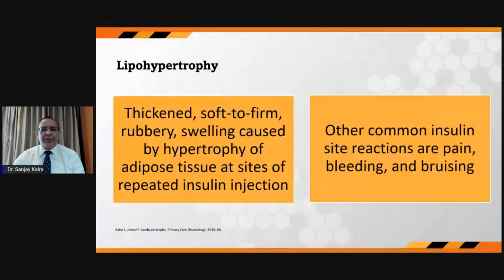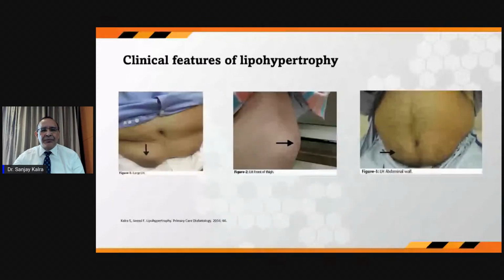So especially in people with type 1 diabetes, thin-built patients, children, people with very little subcutaneous tissue, spare time to teach them the right technique. Spare time to examine the sites yourself. Inspect as well as palpate. Make sure they avoid the lipohypertrophy. And then you will see that the results of glucose control will be very good.